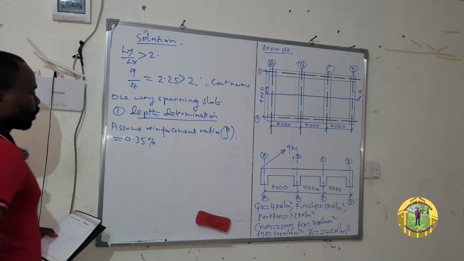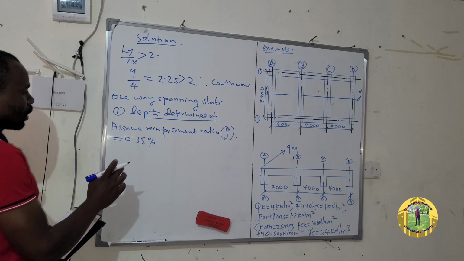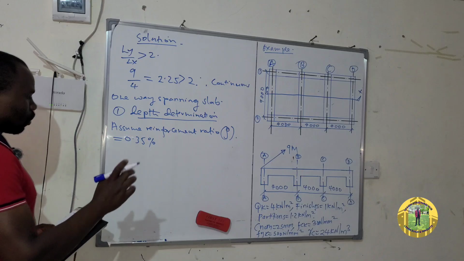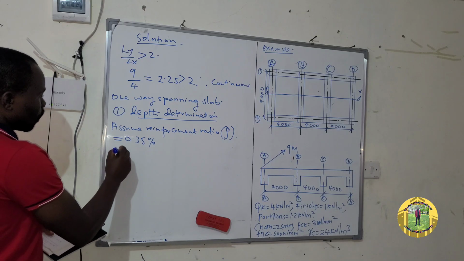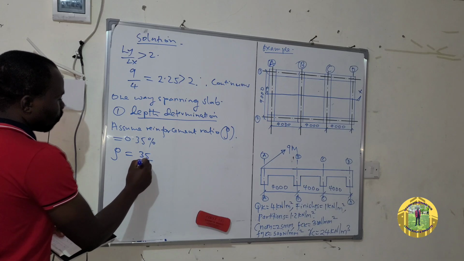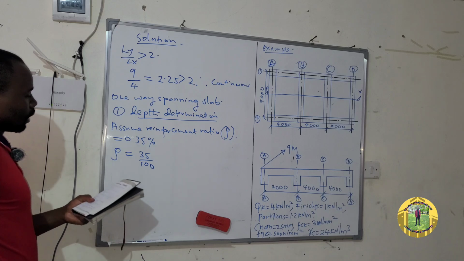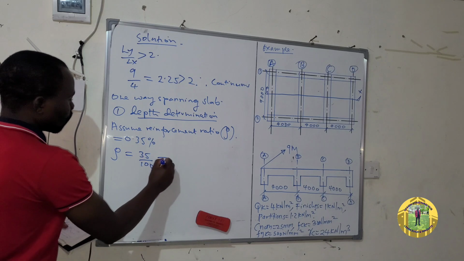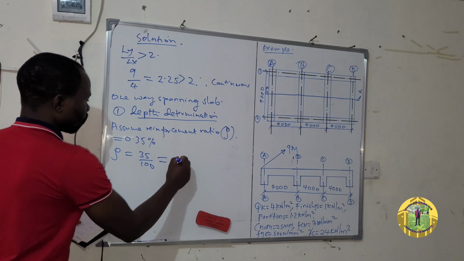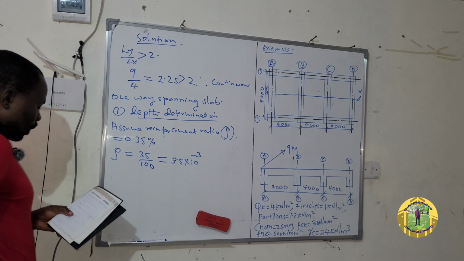So for a lightly reinforced concrete, the maximum is 5%. So assume a lightly reinforced concrete, 5% and below. So the reinforcement ratio will be 35 over 100. So change this 0.35 from percentage into fractions. So this one is equal to 3.5 times 10 raised to power negative 3.